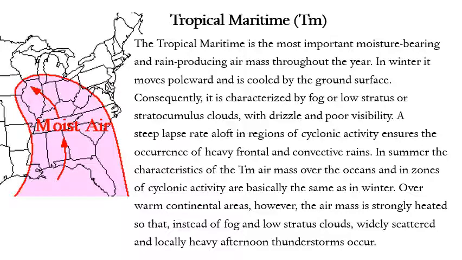The tropical maritime is the most important moisture-bearing and rain-producing air mass throughout the year. In winter, it moves poleward and is cooled by the ground surface. Consequently, it is characterized by fog or low stratus. So, yung kind of stratus cloud, which is fog, it is characterized by the having of tropical maritime in the area or having stratocumulus clouds with drizzle and poor visibility. A steep lapse rate aloft in regions of cyclonic activity ensures the occurrence of heavy frontal and convective rains.